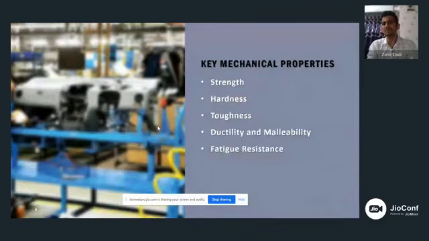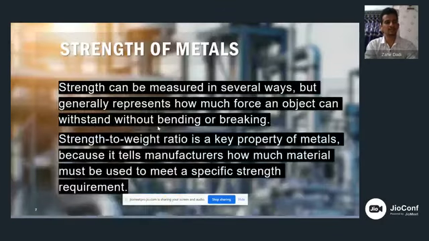When we talk about key mechanical properties, there are five or six properties which are very important. In today's seminar, we are going to study some of them. So let's start with the strength of metals. What is strength? We already know that when a particular load is applied on a material, it withstands up to some amount and then it breaks. That withstanding point is its strength, in simple words.